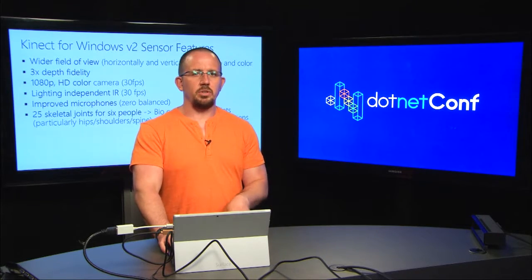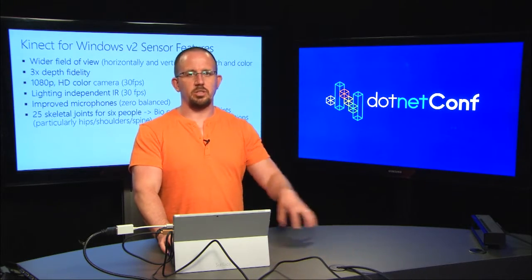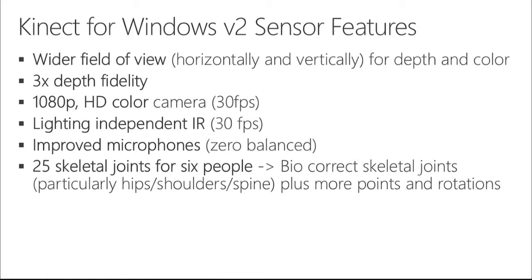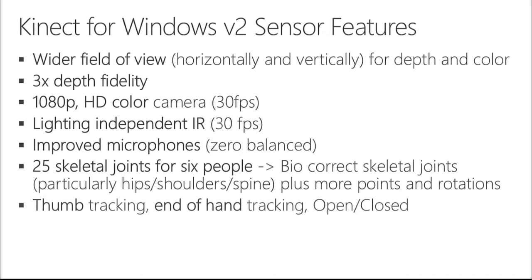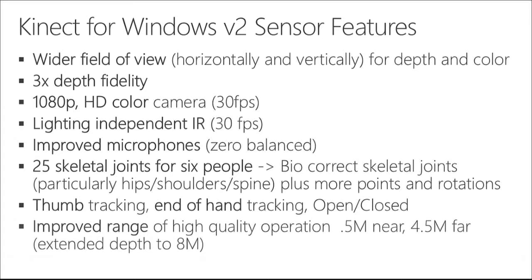In V1, you could track skeletons for up to 2 people, and there were 20 skeleton joints. With the V2 sensor, you can get 25 joints for all 6 people that are being tracked. Plus, we've made a lot of improvements in the skeleton tracking. It's a lot more stable and more anatomically correct. We've added a thumb joint so you can track the thumb. We've added a new joint at the tip of the hand, and I'll give demos of these.